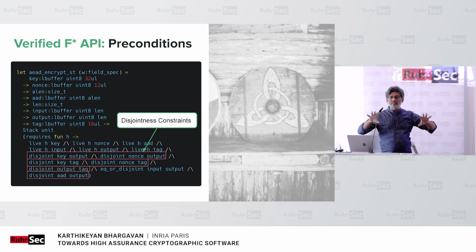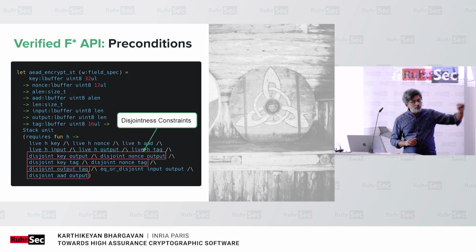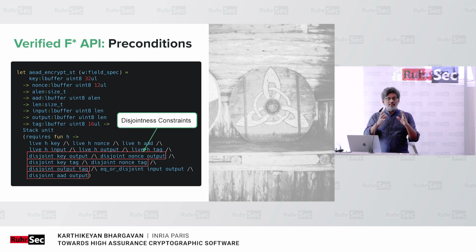So you can't have these be the same arrays. It's interesting that for the input-output, there's a constraint that says the input plaintext and the output ciphertext either have to be the exact same buffer or completely disjoint. They can't intersect weirdly. You can either do it completely in place or completely disjoint, but you cannot do it otherwise.